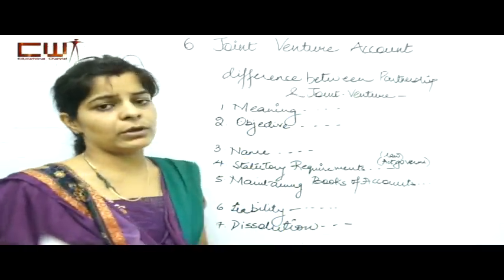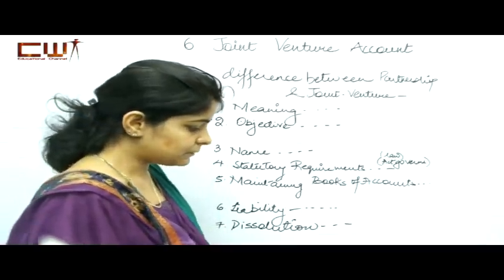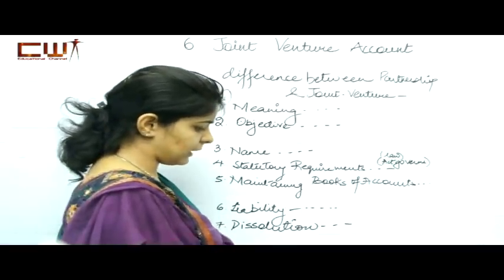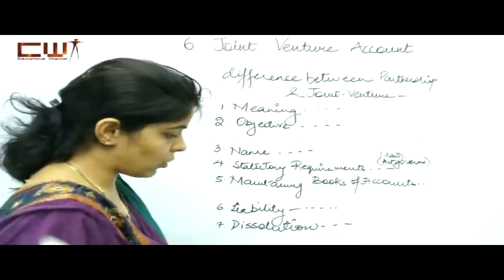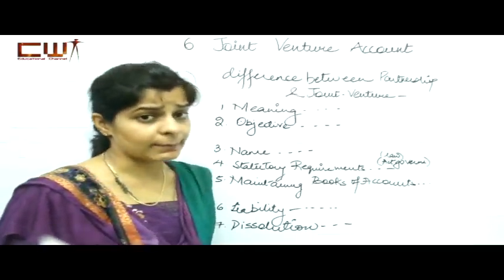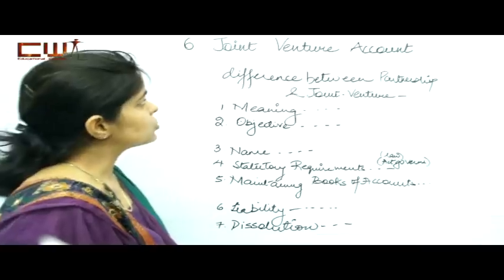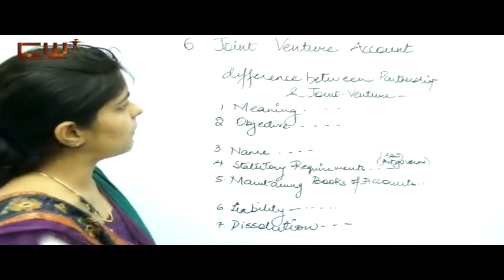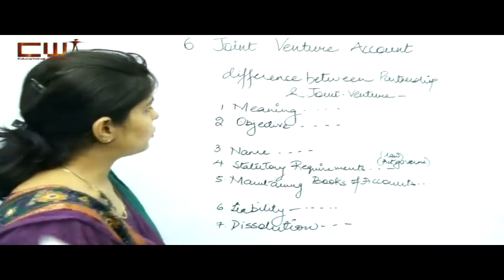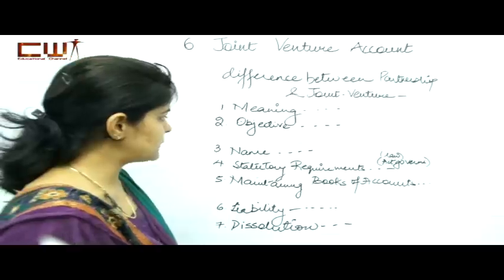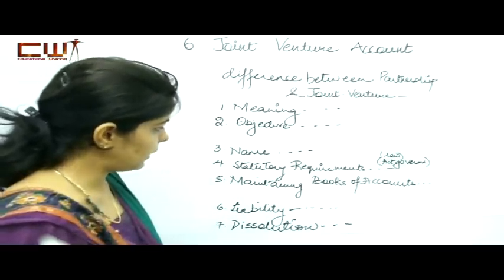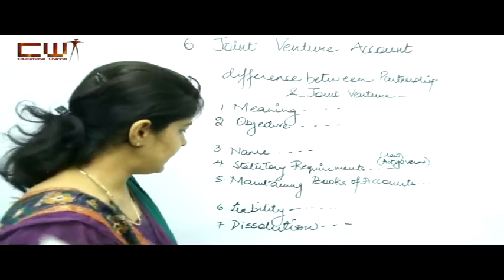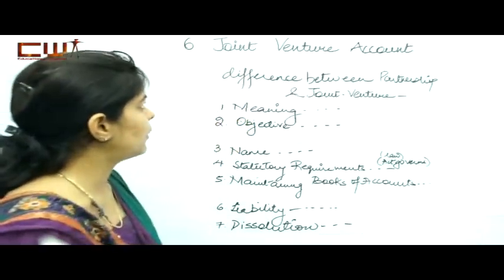So dissolving of the firm is of two types under partnership, but under joint venture it could be one only, that is whenever the work or particular venture they have undertaken comes to an end, or is completed or terminated. So this is the difference between partnership and joint venture. We talked about the meaning, objectives, name, statutory requirements, then maintaining books of accounts, liability, and dissolution, right?